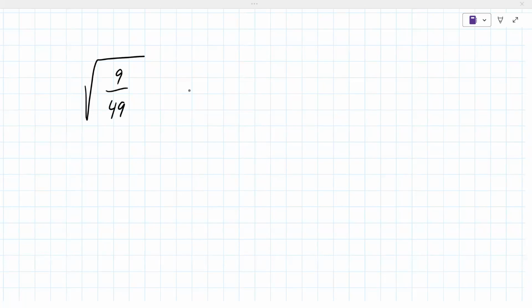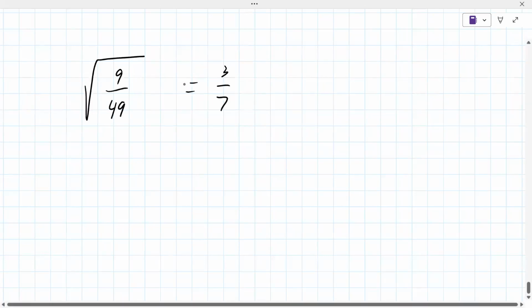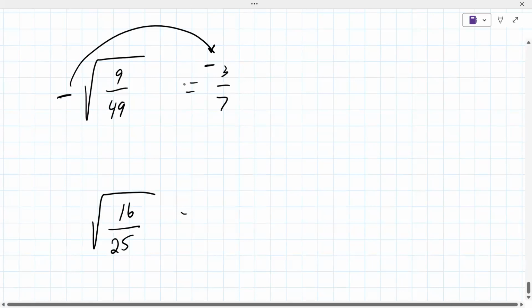3/7. Good. Now, if there's a negative in front, that negative goes with it. About square root of 16 over 25, like that.